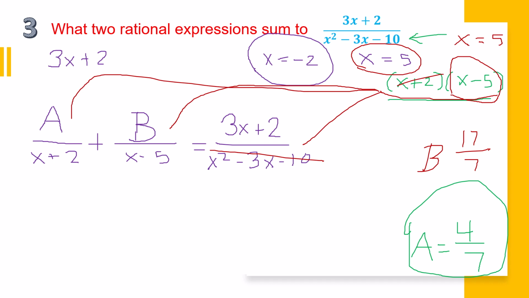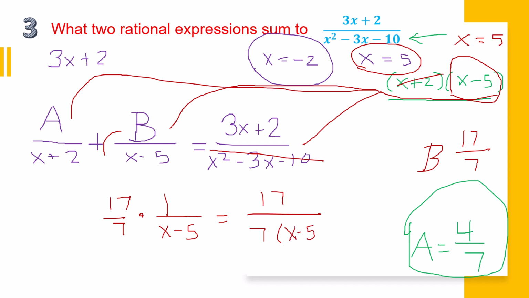All right, so b is 17 over 7. So we're going to put that right here. 17 over 7 times 1 over x minus 5 is equal to 17 over 7 times x minus 5. Okay. This is taking a little bit longer because I don't have a lot of room on the board. So that's the second term that we're going to be adding. I'm going to erase as we go.